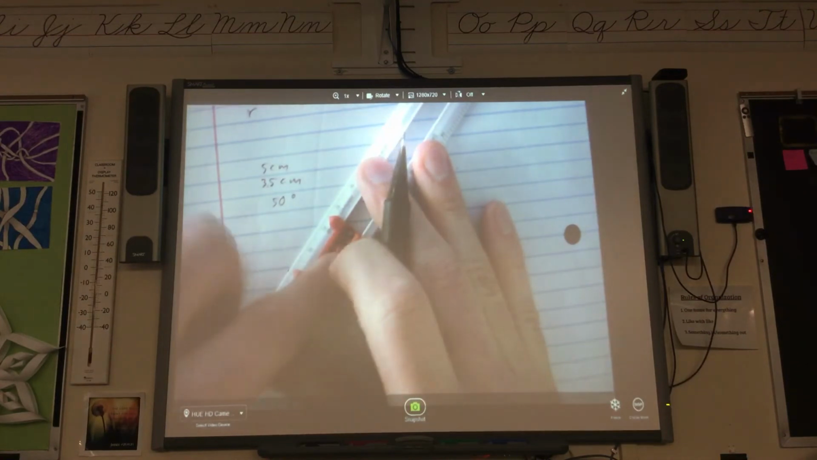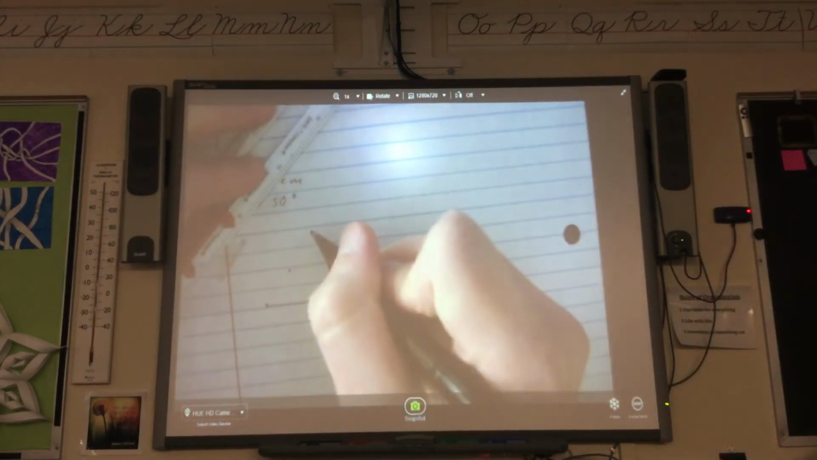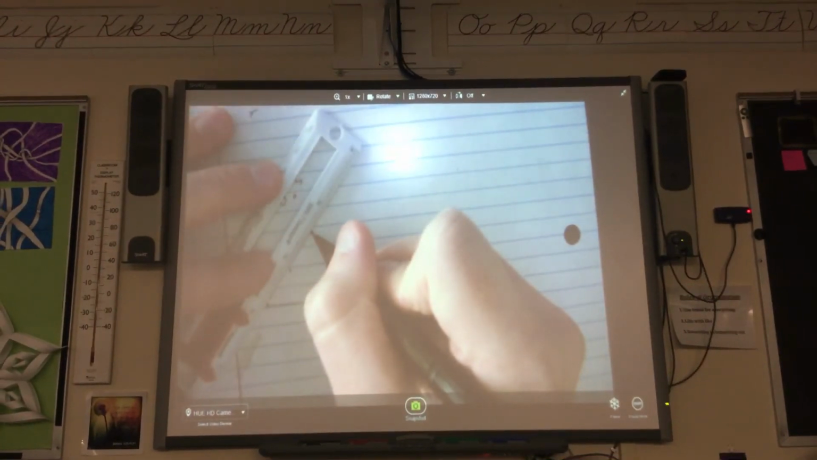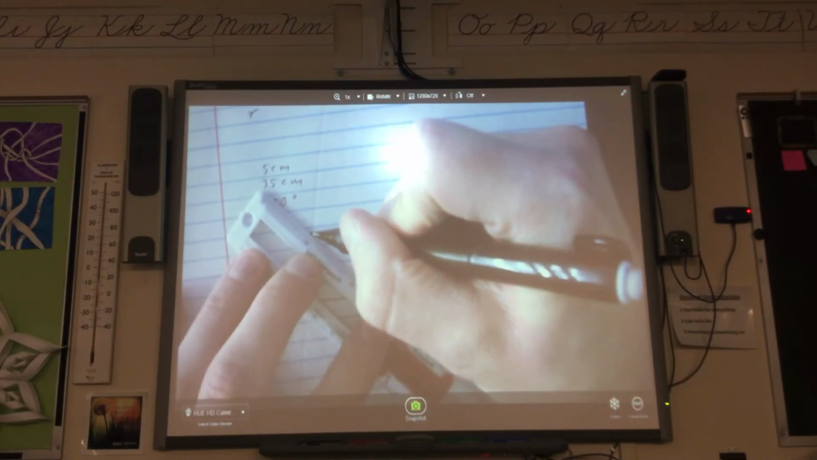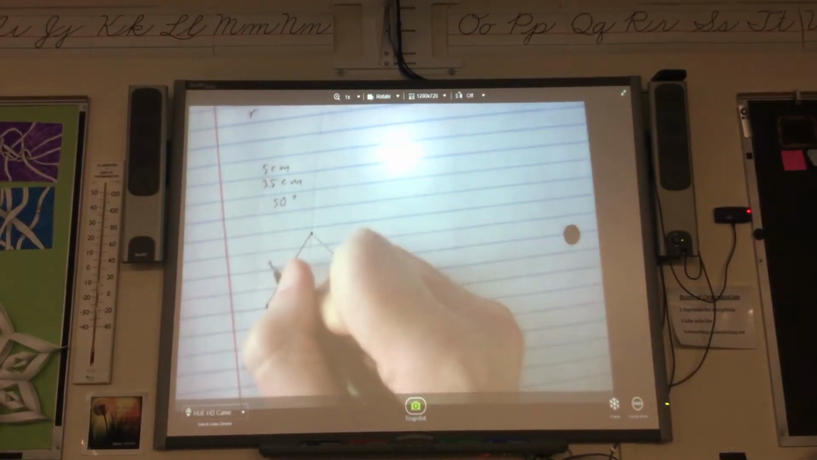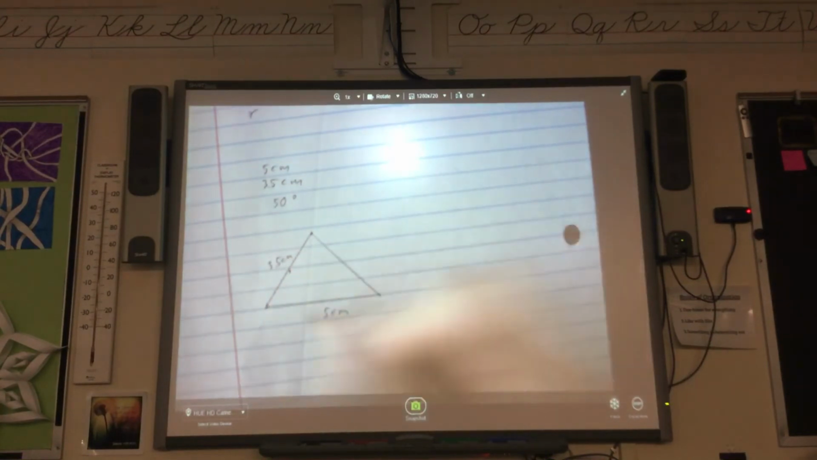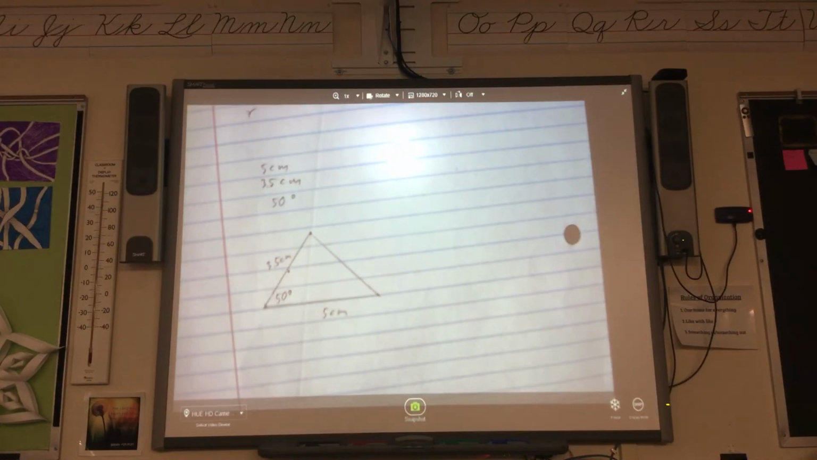Okay, I see that's about going right through there. There's my 3.5. So that's one. And then that tells me what it's gonna be at the end. So 5 centimeters, 3.5 centimeters, and then 50 degrees. Good to go. So you can do that same one.